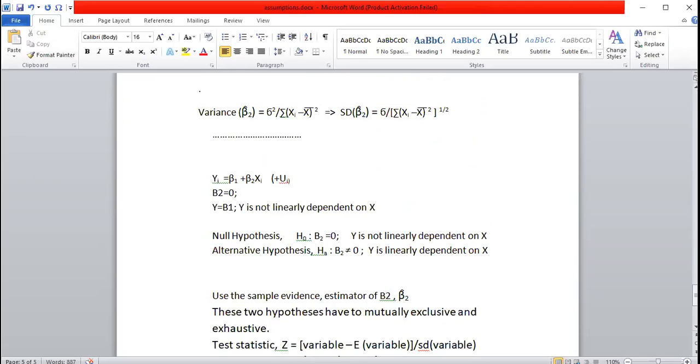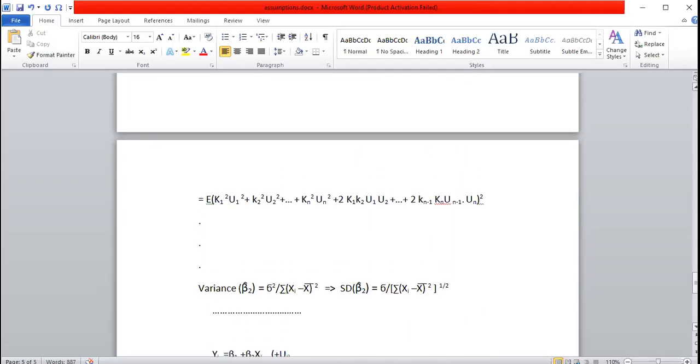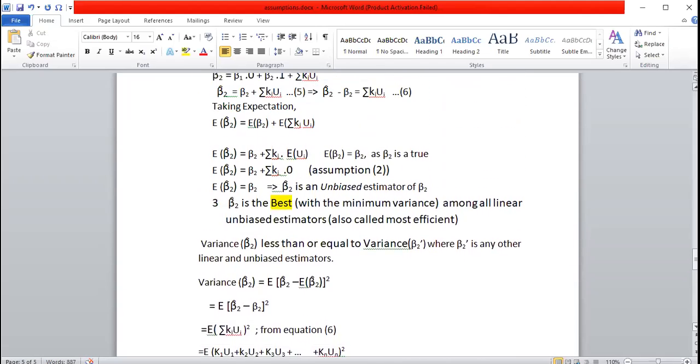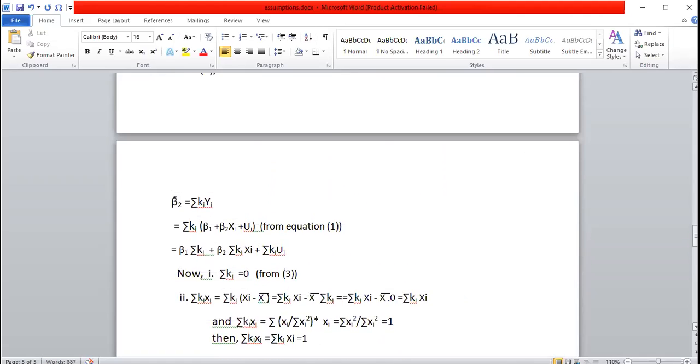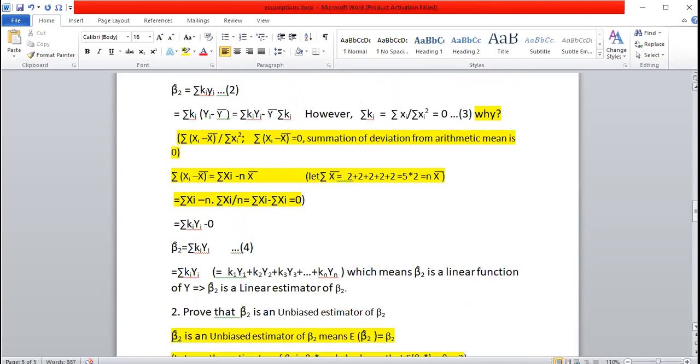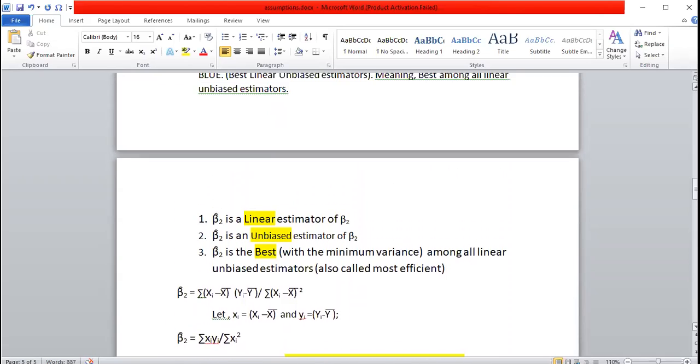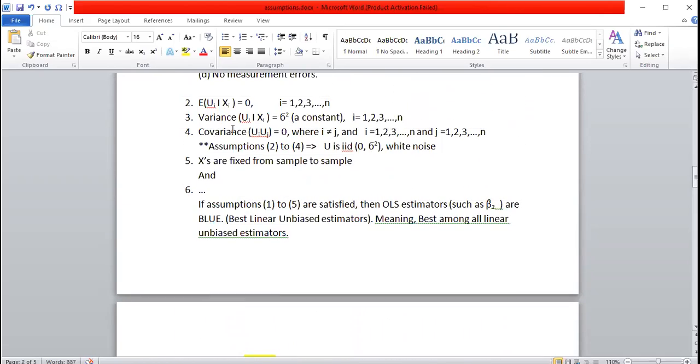That is a problem. Why is that a problem? Assumption number. Variance of U given xi is sigma square, a constant. So we need this to do the hypothesis test. What is sigma square? Variance of U. Is it population variance or sample variance?